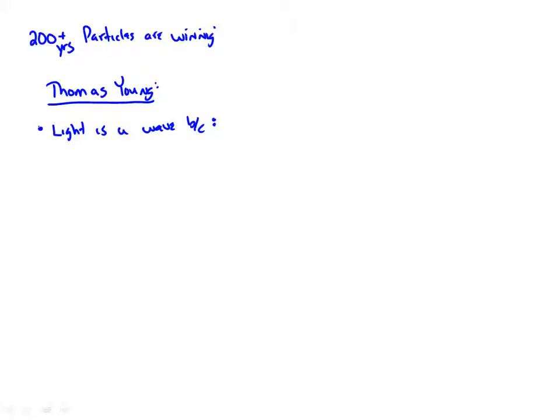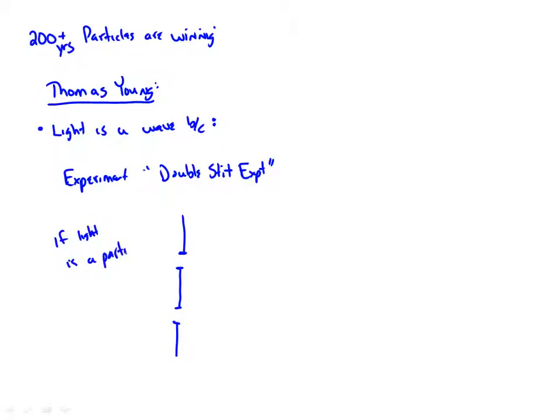So he performs an experiment called the double slit experiment. And what he does is he has two slits right here. Double slit experiment. And if light is a particle, then what you really should see is two beams of light, right?